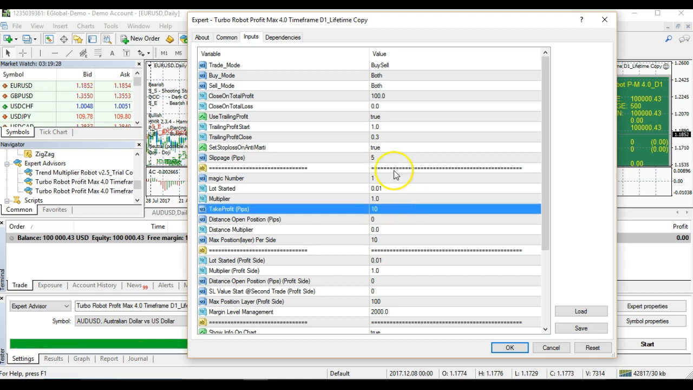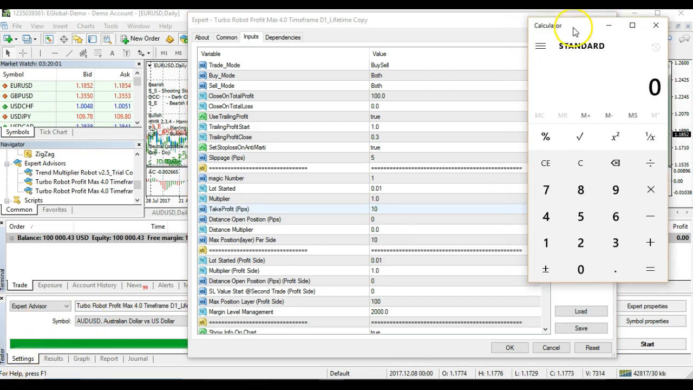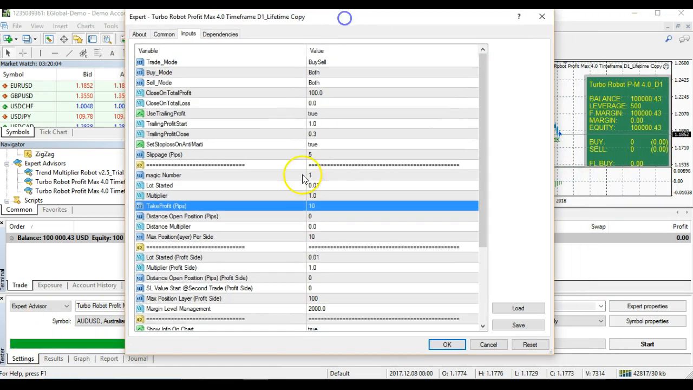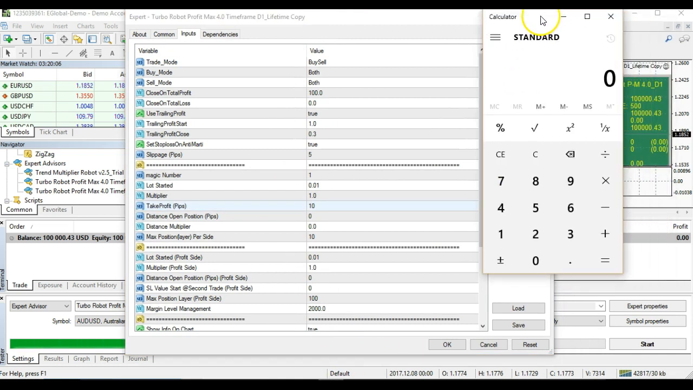And if you want to put some stop loss, you can multiply like this. I have a calculator here. So where's my calculator? Okay, this is the calculator whereby you have to calculate in this portion here. Take profit is a US dollar value.